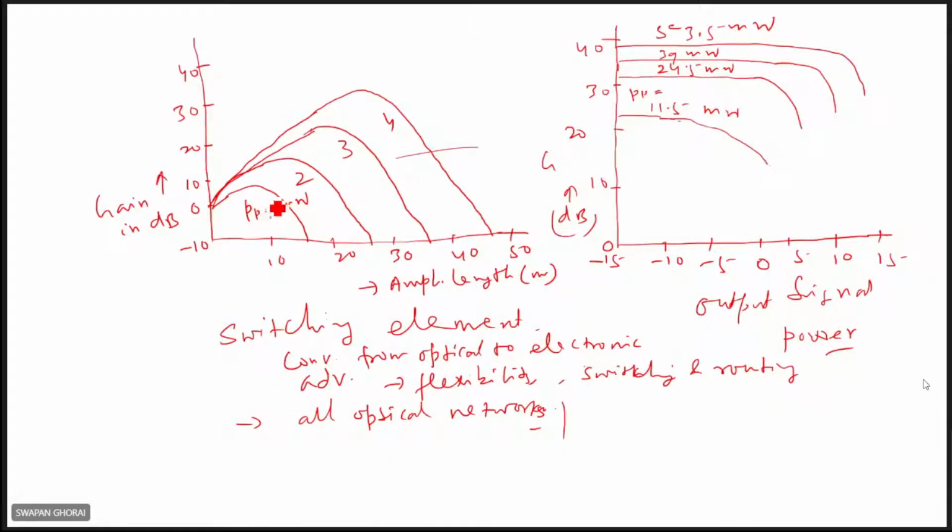At a certain length, for a certain pump power, gain will be maximum. For a particular pump power or particular length, if you increase the length, gain will fall. Even if you increase the pump power, then also at a certain point gain will be maximum, but it will fall.